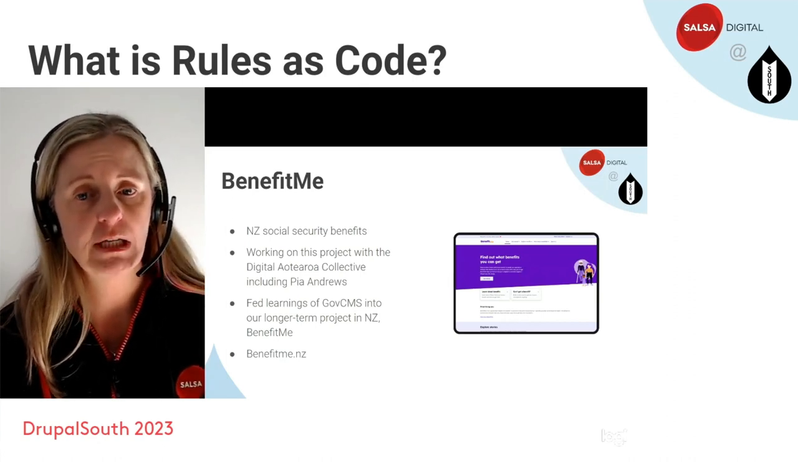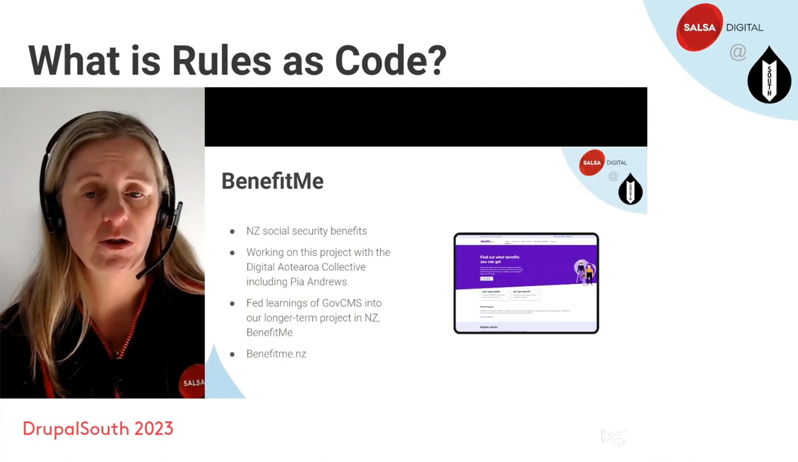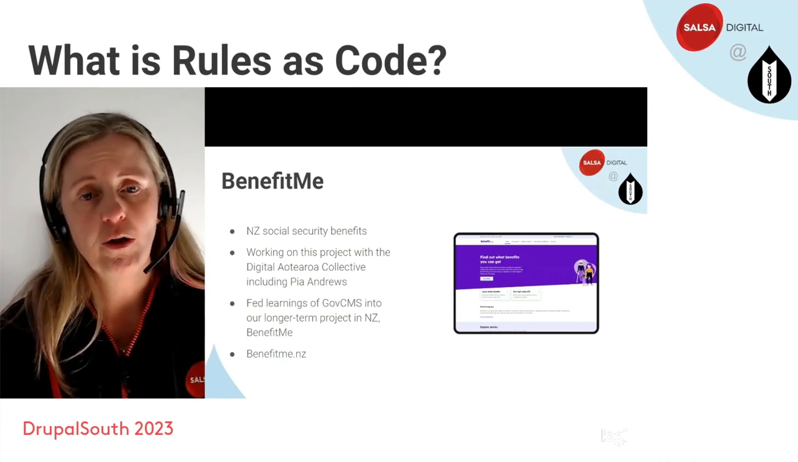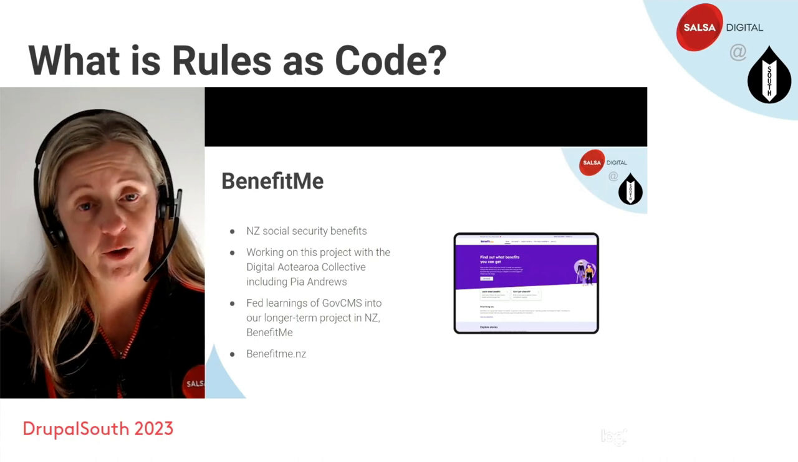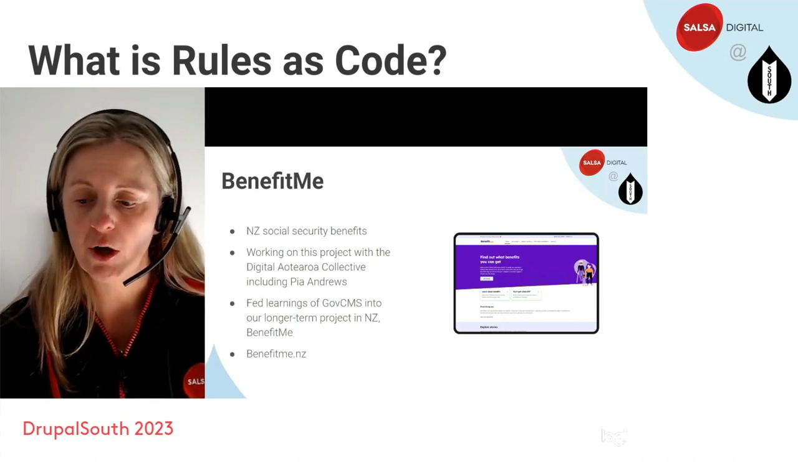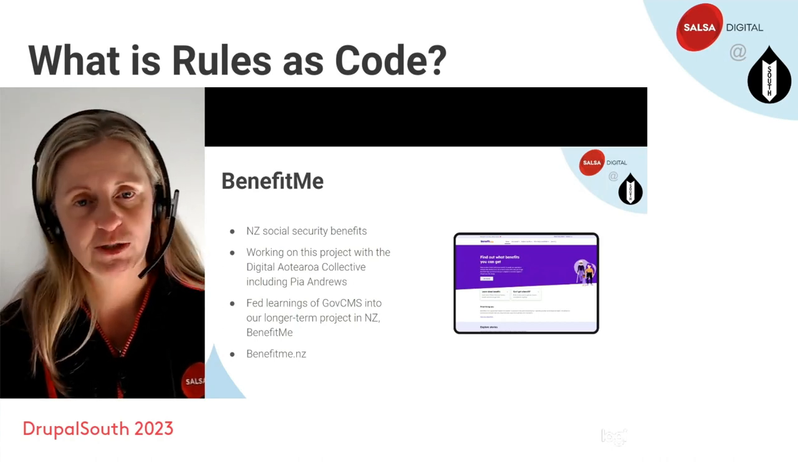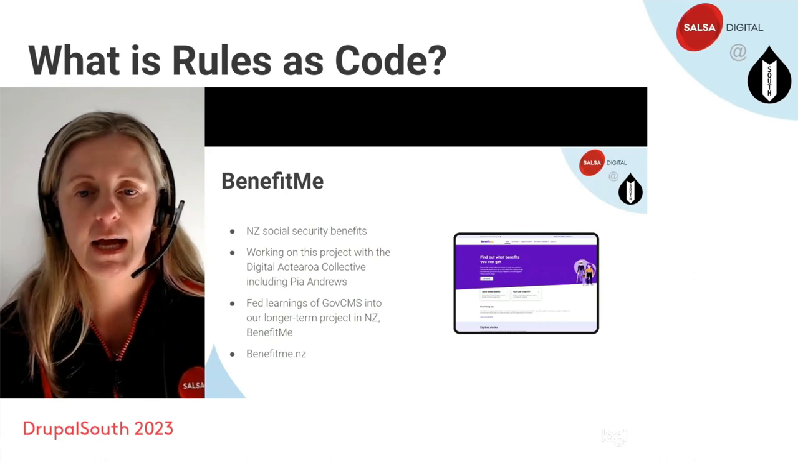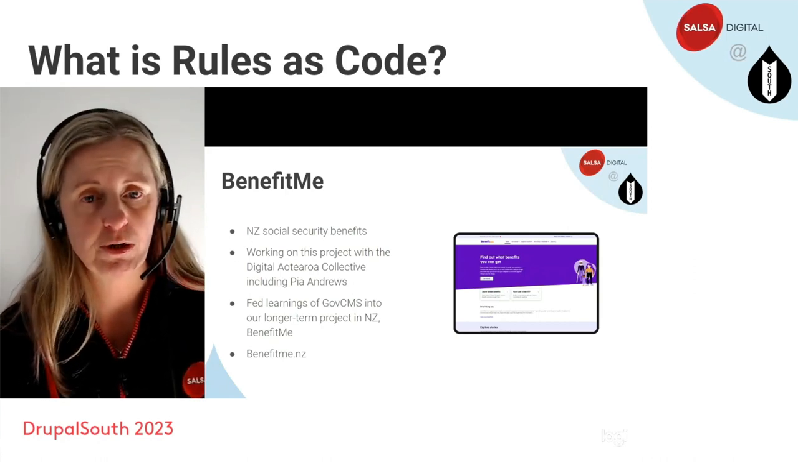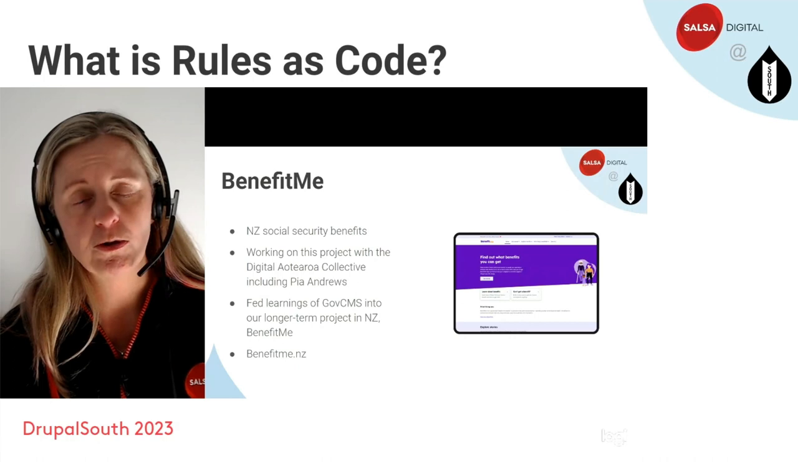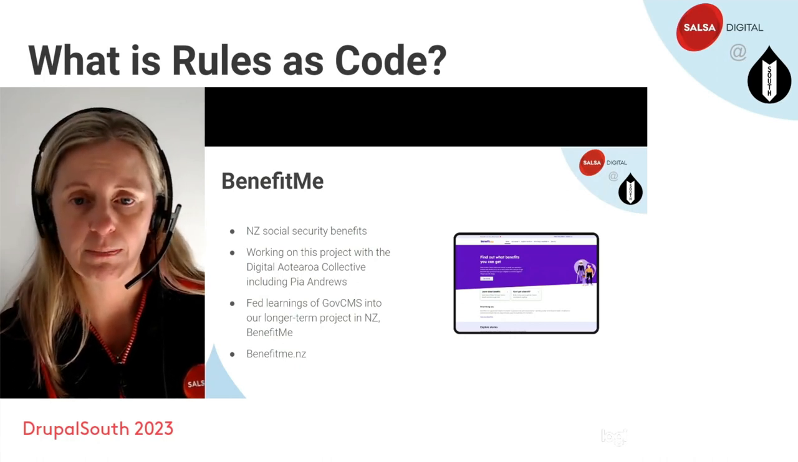We were able to feed the learnings of GovCMS into this longer-term project. Although BenefitMe actually started first, we had been going through the mapping process, which I'll look at a bit later on, and we were able to feed that into the GovCMS project. And then once we built the Drupal module, we were able to feed that back into BenefitMe.